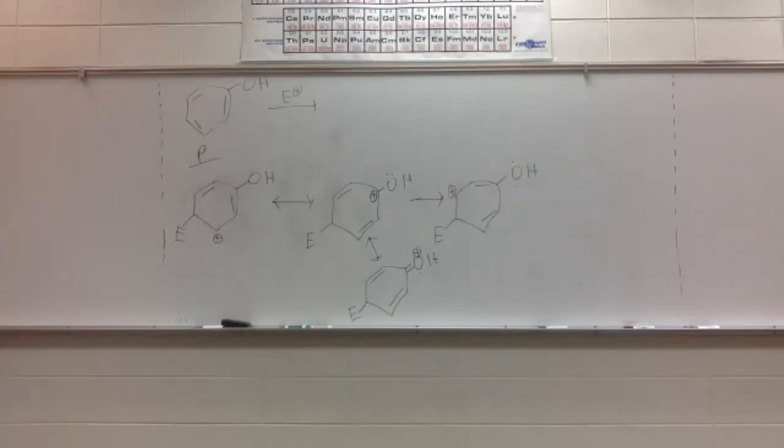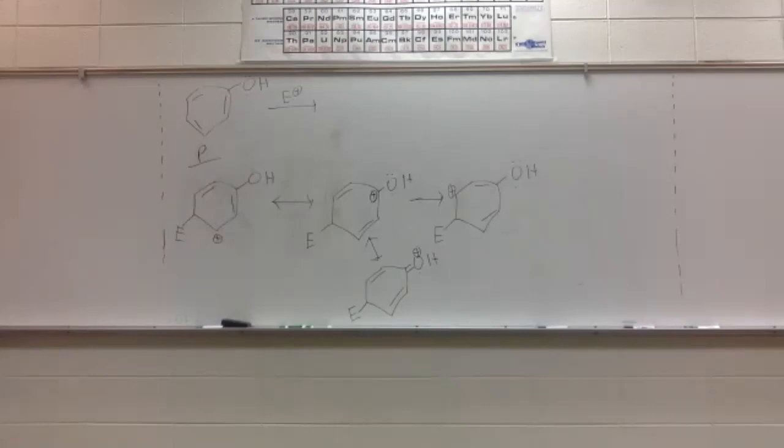Ortho's four, meta's three. Yeah, ortho's got four, meta's got three. Right? More resonance equals more stability. So if you're looking at your three sets there, ortho, meta, and para, meta has only three resonance structures as compared to the other ones. So what that's telling you is that it's more stable to have an ortho or a para substitution than it is to have a meta substitution. Does that make sense? Yeah.